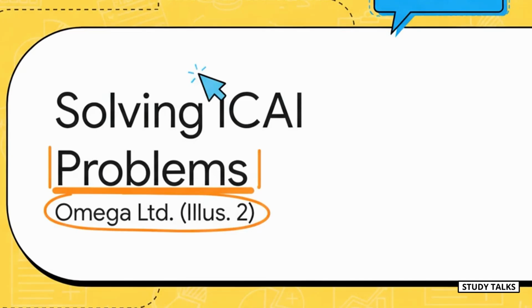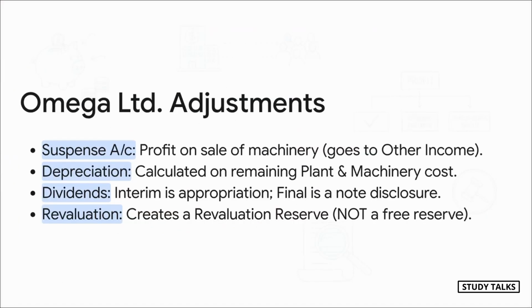Okay, let's put everything we've learned together now and tackle a full-blown final accounts problem from the source material. We've got the trial balance of Omega Limited and a whole bunch of adjustments. This is exactly the kind of thing you're going to see in the exam hall. When you get a big problem like this, the key is to deconstruct it, one adjustment at a time.